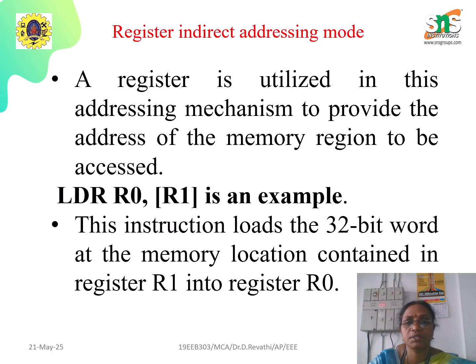The first one is the register indirect addressing mode. As the name itself suggests, we are transferring the data indirectly through a register. That's why it is called the register indirect addressing mode. See the example: LDR R0, [R1]. Here the register R1 holds the address of a word in memory, and that word is transferred to R0. We can say it is moved or loaded to R0.